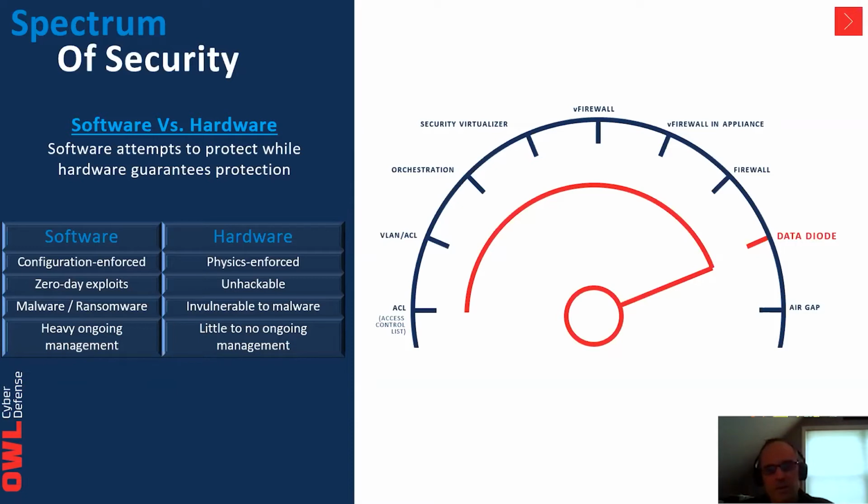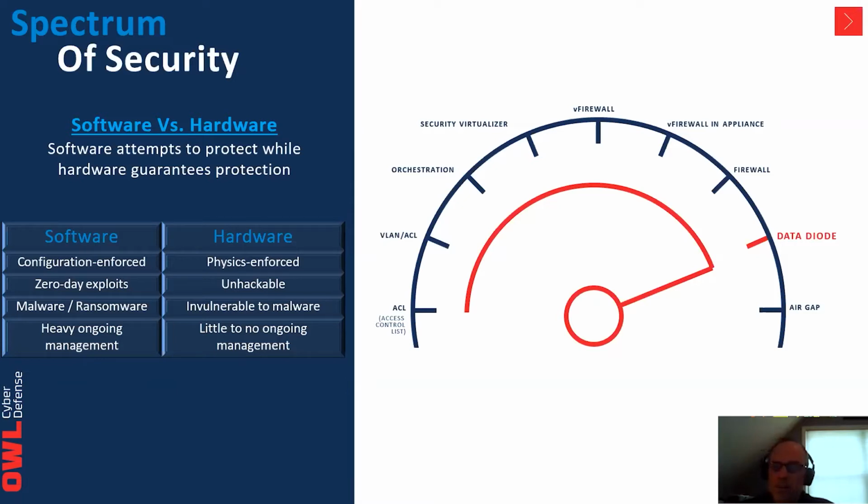With diodes, the physics enforces the security. That never changes. You can't replace that. You can't do something about it. It's unhackable, and I'll explain that in a second. And is invulnerable to malware. And as I go through explaining the diode and the components, I'll explain why that's true. And once you get it set up and running, there's really little to no ongoing management.